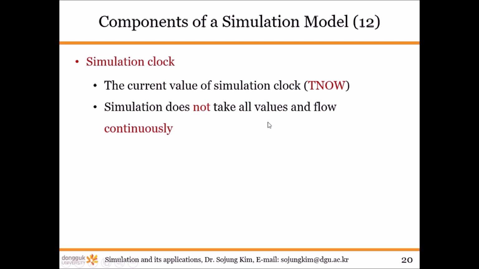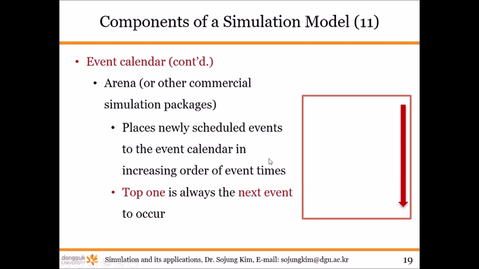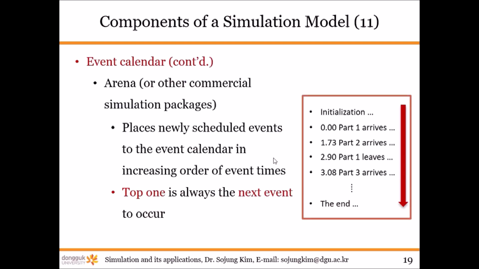And the simulation does not take all values and flow continuously, which is why we call it discrete event simulation, right? So when you run the simulation, you will just check the time when you have an event. According to the event calendar here, the simulation will start with time 0, but the next time is what? 1.73. So there are no other times in between 0 and 1.73, because there was no event at all. So you don't have to check anything here, and this will save a lot of computation.